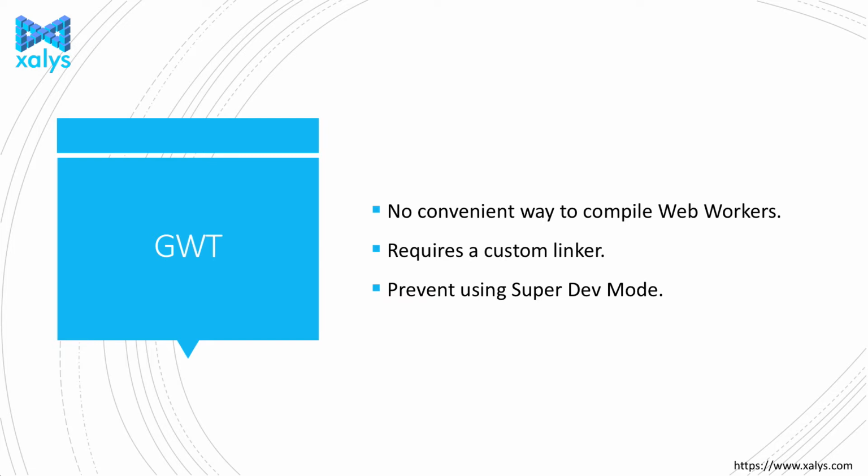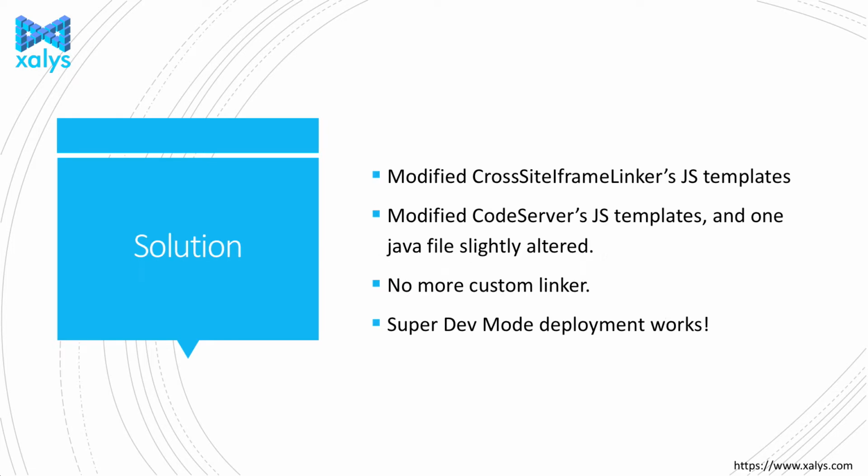I decided to have a look at that because I needed to run an algorithm called Monte Carlo tree search, and, as you guessed, it uses the CPU a lot. Fed up with the limitation of the standard cross-site iframe linker, the only linker that works in superdev mode, I started playing with the JavaScript templates it uses. Soon I was able to make it work. Therefore, I could deploy both my main application and its web workers alongside, in superdev mode.